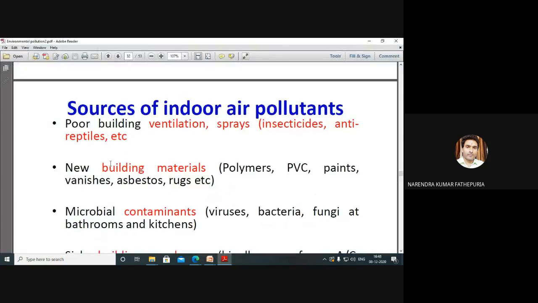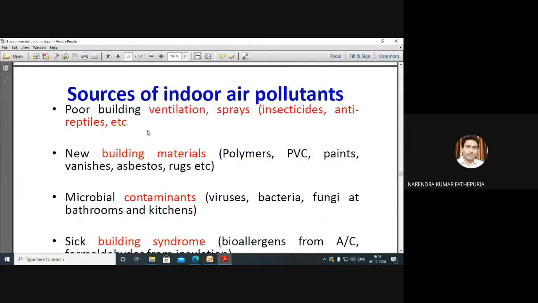Yeah, here. So these are the sources of indoor air pollution. There are two types of pollution as we have classified: indoor and outdoor. Because of poor building ventilation, the insecticide spray that you use at home for killing cockroaches and all that, and anti-reptile sprays, have various chemicals, various chemical gases, right? We have various VOCs. New building materials that you use in constructing your house, like polymers, PVC, paints, varnishes, asbestos, and rugs, also cause indoor air pollution.